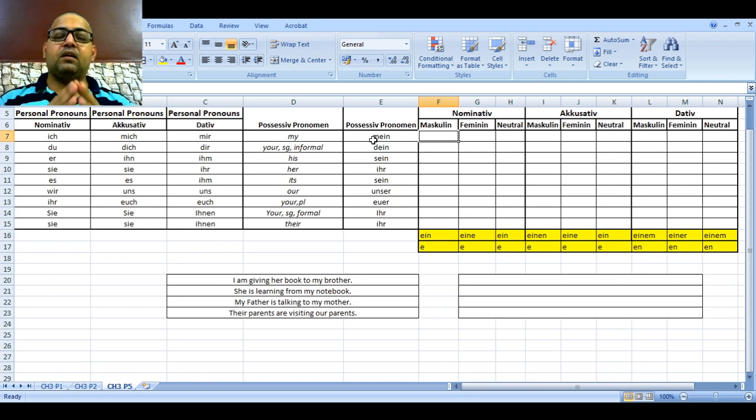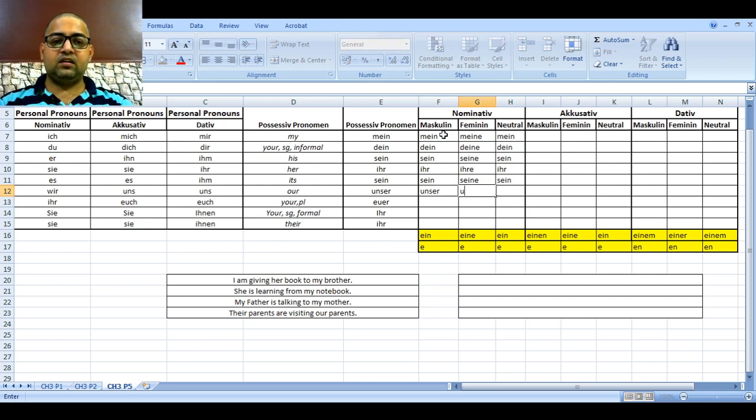Please make sure that whenever we are using possessive pronouns, we follow the indefinite articles. If my article is ein, it is going to be mein, meine, mein. In nominative, the indefinite articles are ein, eine, ein, so my possessive pronouns are mein, meine, mein. Similarly, dein, deine, dein; sein, seine, sein; ihr, ihre, ihr; sein, seine, sein; unser, unsere, unser; euer, eure, euer; ihr, ihre, ihr.